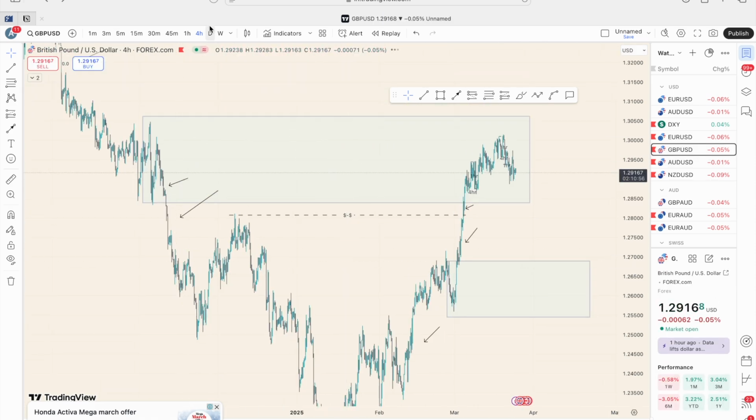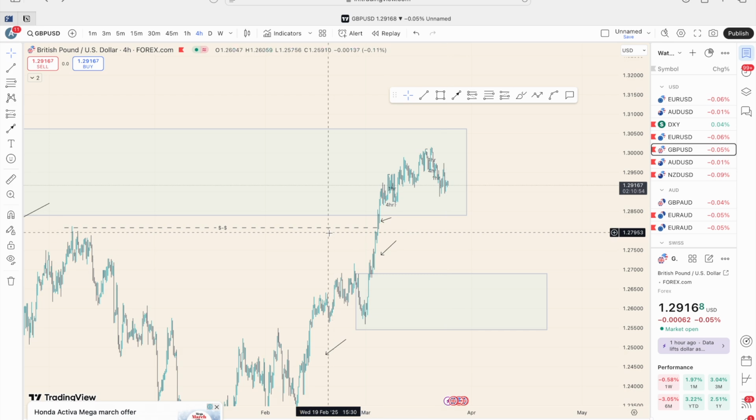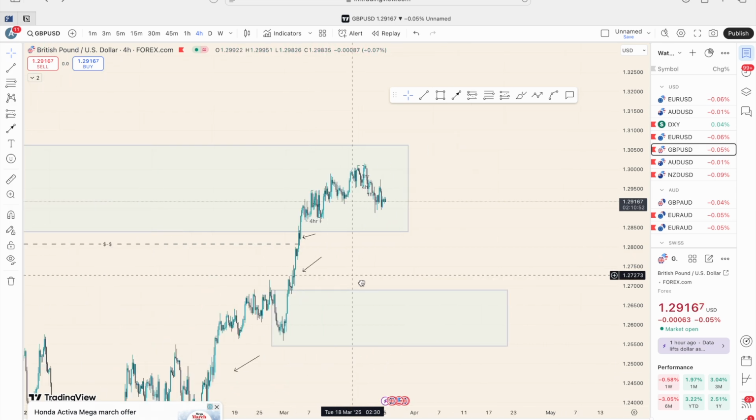As I mentioned, I didn't look to trade on this pair because it was not that clean.